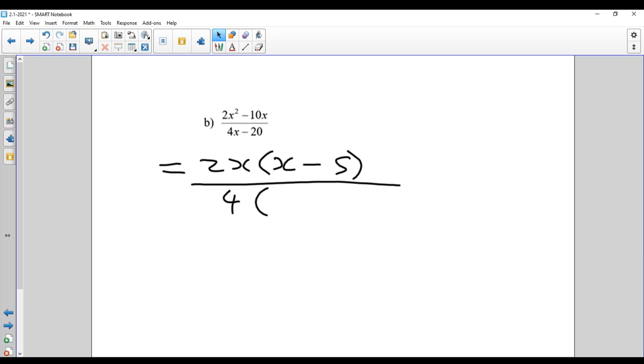Rosie, I need your help now, please. I was told that 4 was a common factor. Let's divide that 4 into both of those and try to factor the denominator as well. Go ahead, please. X minus 5, okay.